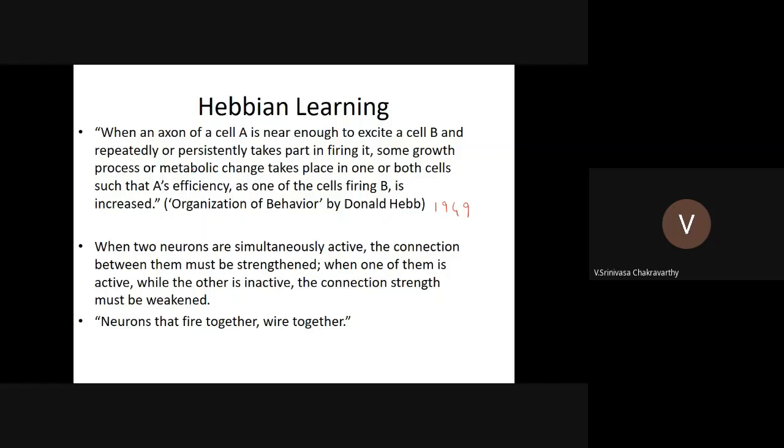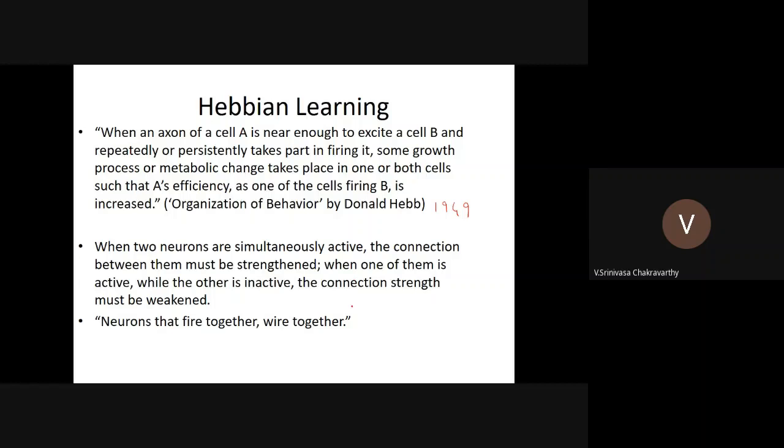So what he specifically said is, when an axon of cell A is near enough to excite cell B, and repeatedly or persistently takes part in firing it, some growth process or metabolic change takes place in one or both cells, such that A's efficiency as one of the cells firing B is increased.